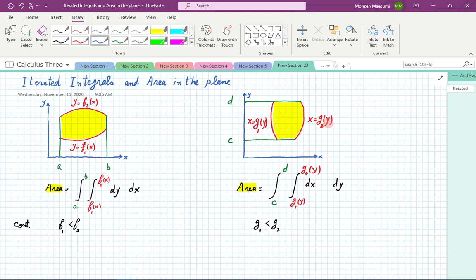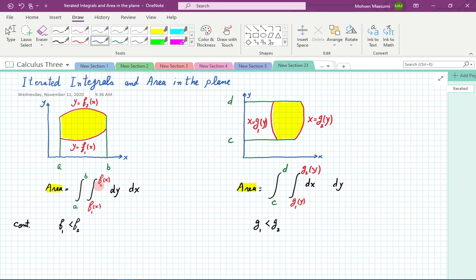Here x is a function of y. We have two functions. g2 is supposed to be larger than g1, both of them continuous, and we are trying to find the area going from c to d between these two curves, and we want to see that it turns out to be the formula I've written down here. So the presence of these integrals gives rise to this concept of iterated integral. Let me explain the ingredients, and then we are going to explain the meaning of them.